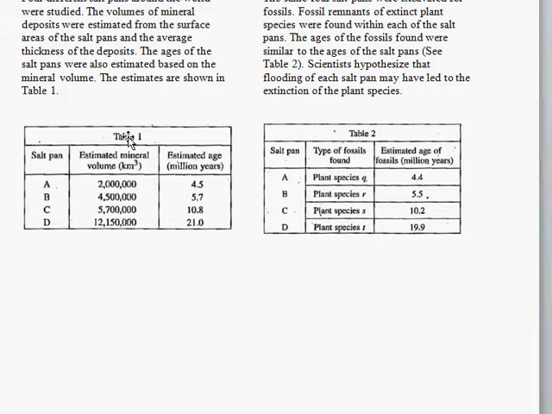So I'm going to use table 1. And I'm using salt pan A. That was in the question. So here's salt pan A. This is the estimated mineral volume, which is 2 with 6 zeros, which is 2 million. And the units are km to the 3rd power, which is read kilometers cubed. It's a volume. It's cubic kilometers. The estimated age in millions of years is 4.5, so 4.5 million years. So our estimated mineral volume is 2 million kilometers cubed, and our estimated age is 4.5 million years.